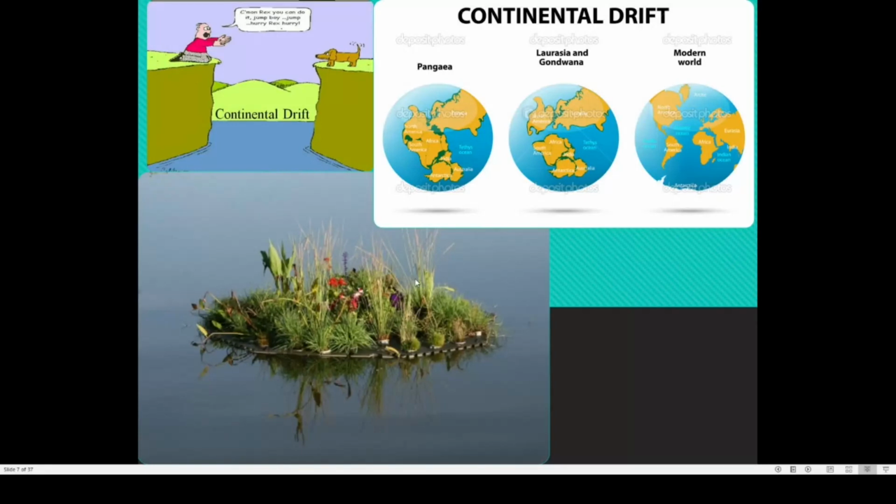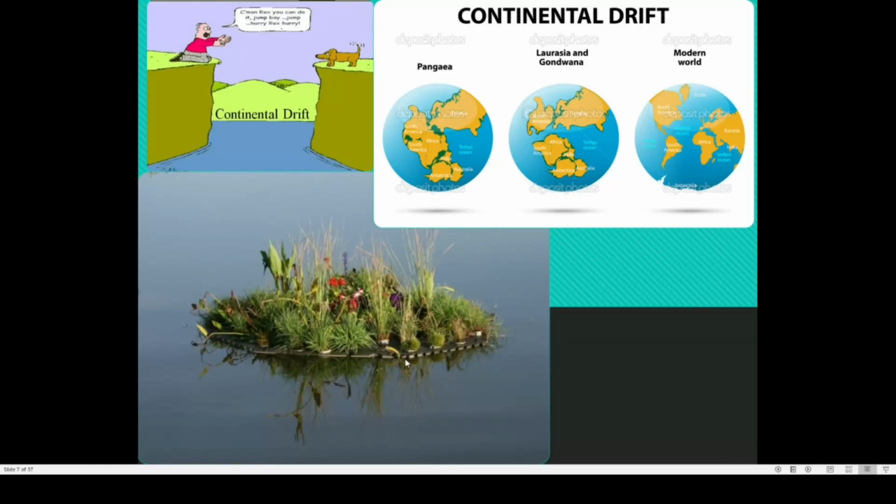Here you can see the nature of continental drift. See, Africa and South America were close together. Now it is very far from each other. Similarly, India and Africa were very close together. And India, Africa, Australia, Antarctica were all close together. Now they are widely separated from each other. So this is how the continental drift is happening.